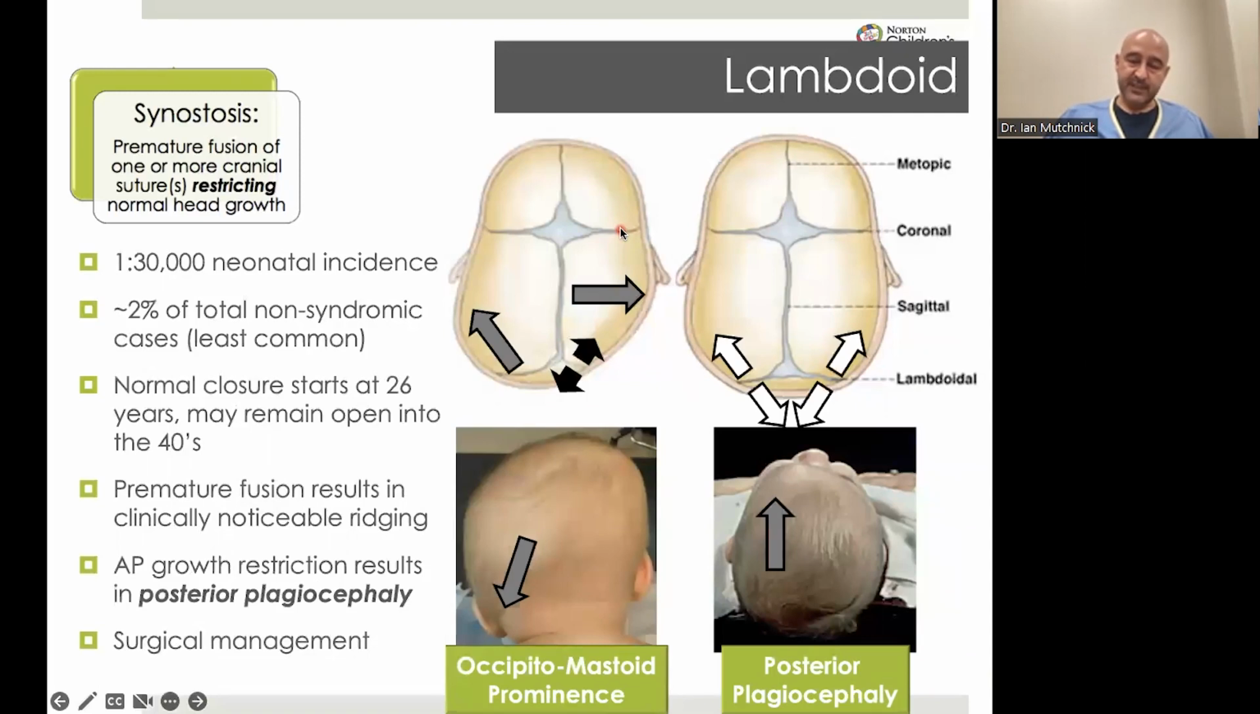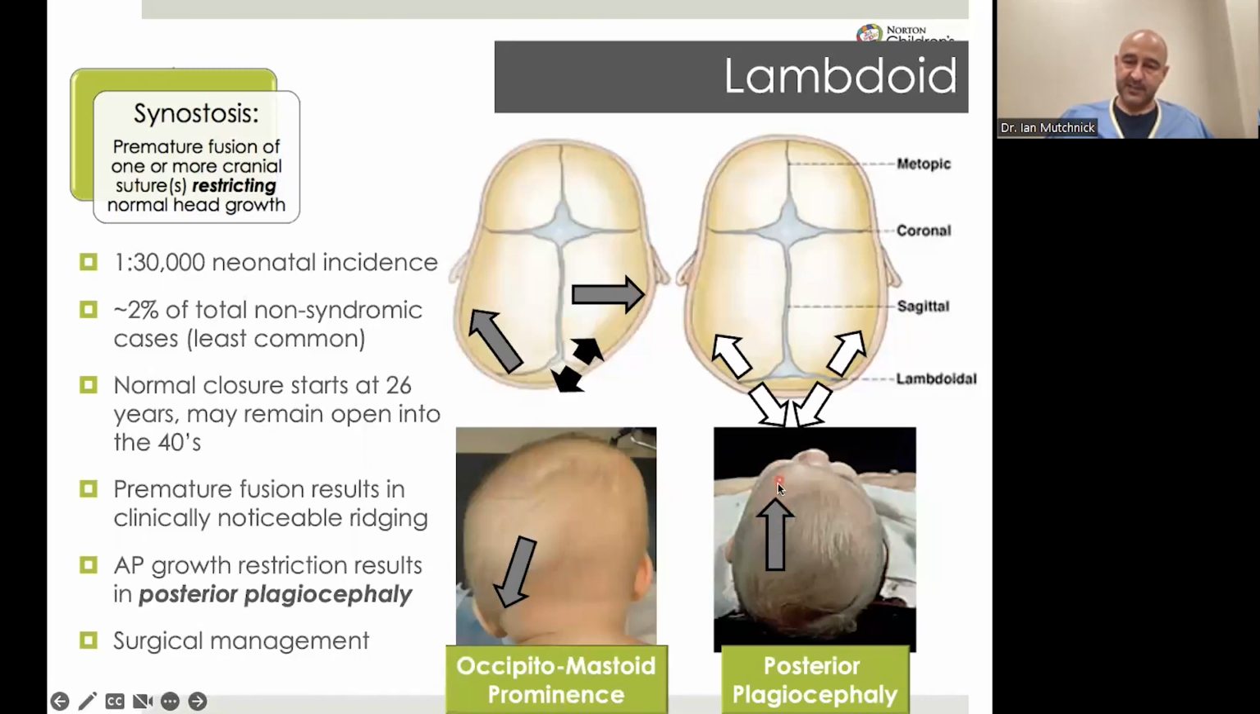The lambdoid synostosis is the least common. This is a difficult one. This is a hard one to navigate between this and lateral positional plagiocephaly. We're going to talk a little bit about head shapes here, but you get this occipitomastoid protuberance. So the contralateral occipitomastoid looks lower than the affected side, and there's some compensatory frontal growth that happens. This does not happen when you've just deformed positionally one side of the back of the head.